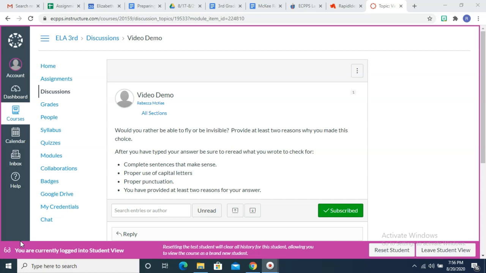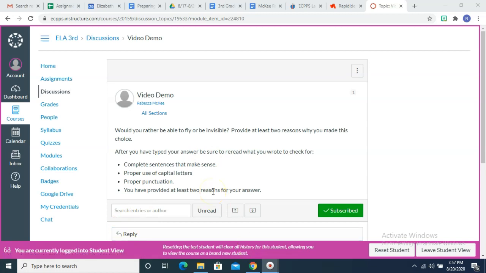to make sure that it makes sense, and we are using proper capital letters, proper punctuation, and obviously we are following any other directions. In this question that we had to answer the other day, we had to say if we would rather fly or be invisible. The teacher wanted us to provide at least 2 reasons why we made that choice, and they gave us a little checklist of what to do. So we learned how to click the reply button and to draft a response.